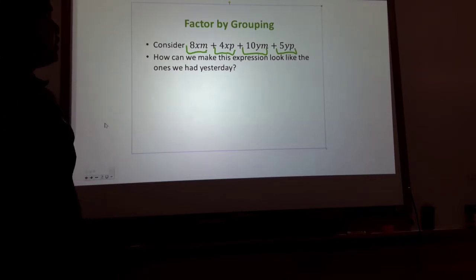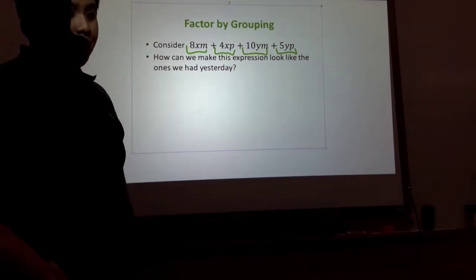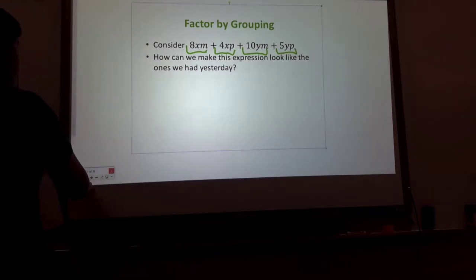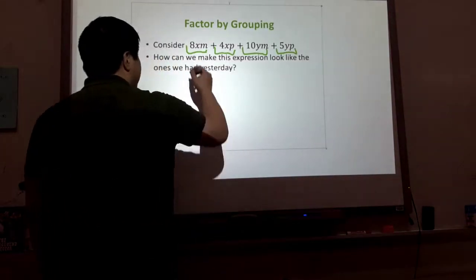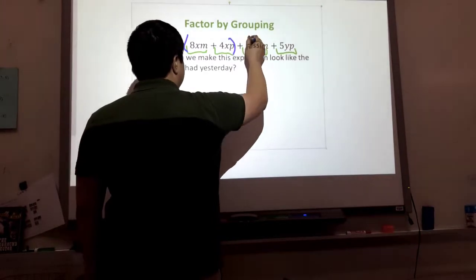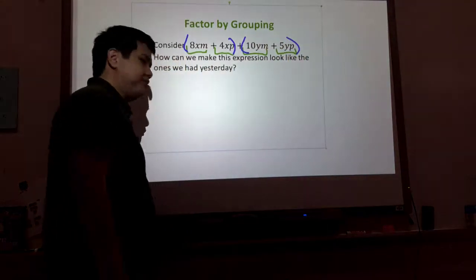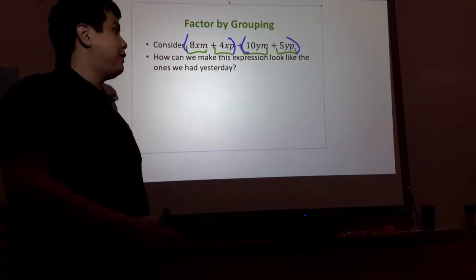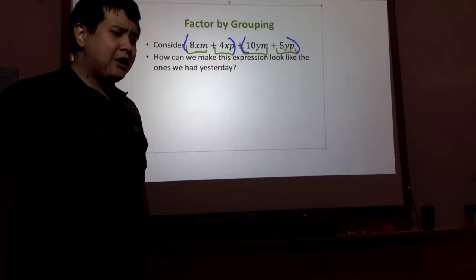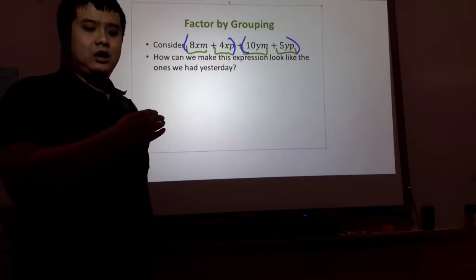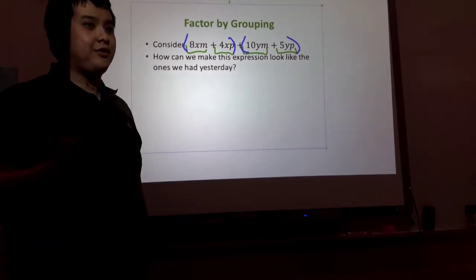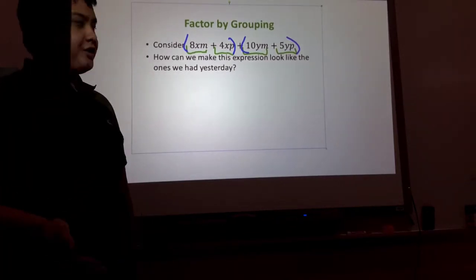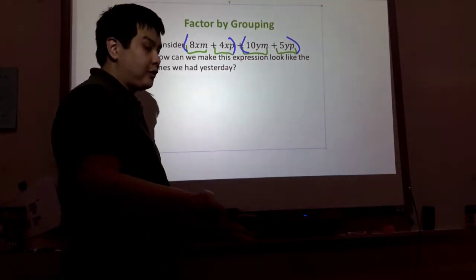One way we can do this is by something called grouping, factor by grouping. So what we do is we take these 2 terms right here, and then these 2 terms right here, and group them, like this. Remember, in addition, it doesn't really matter what addition you do first. 3 plus 4 plus 5 is going to be the same thing as 5 plus 4 plus 3, and so forth and so on. So it doesn't really matter which one we do first.